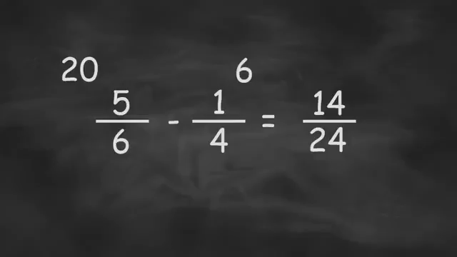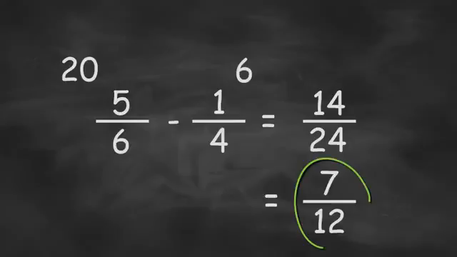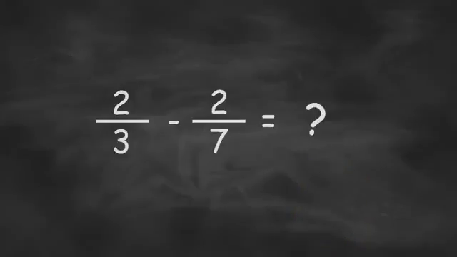Now this answer is correct, but it's not yet simplified because 14 and 24 can be divided to make a simpler number. So in this case, both can be divided by 2, making our simplified answer 7/12. So the method works exactly the same, but our answer just had to be simplified when we came to the end. Now lastly, I'm going to give you an example problem.